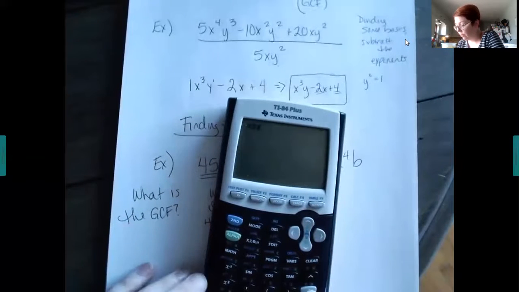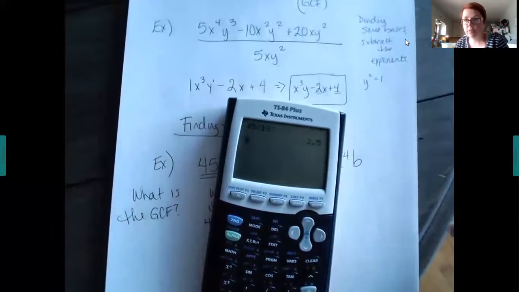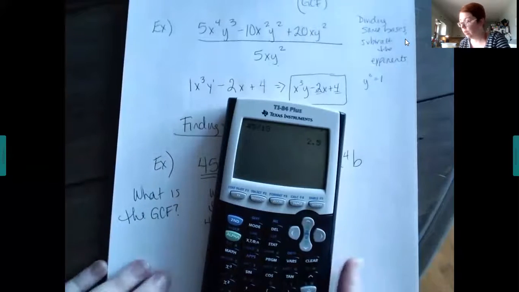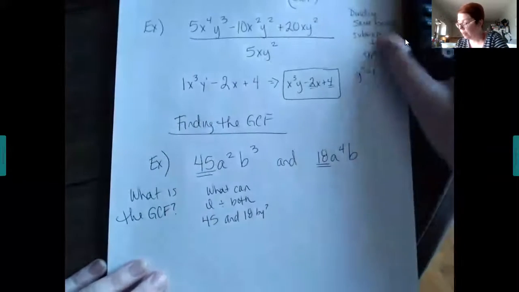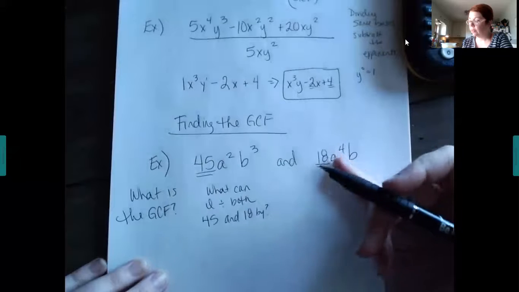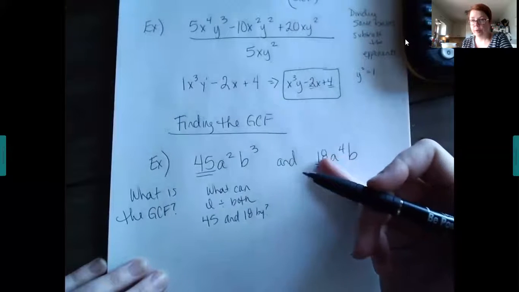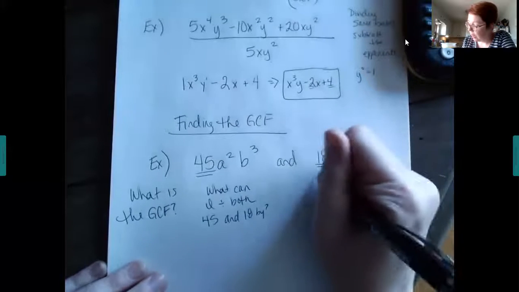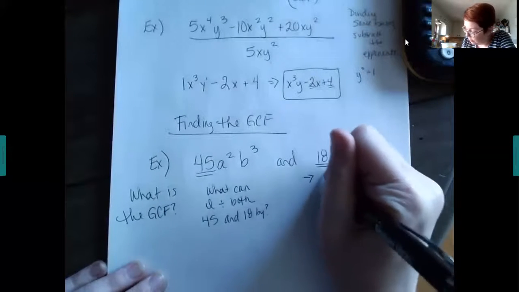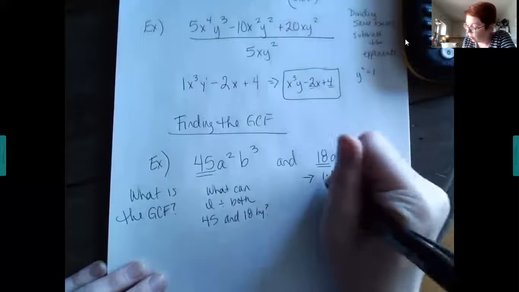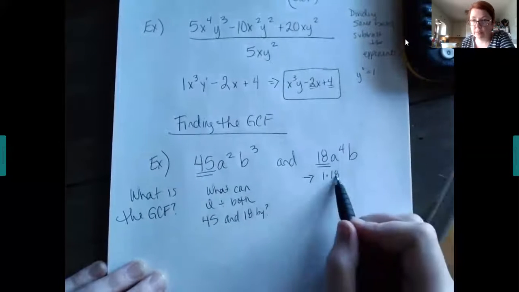So can I divide 45 by 18? Yeah, I mean, I get 2.5, but I don't get a whole number, right? So if you can't get a whole number out of it, then that's not going to be the greatest common factor. So I'm going to have to think of something that's lower than 18, right? So how do I get 18? Well, I know I have factors of 1 and 18. Well, that doesn't work.